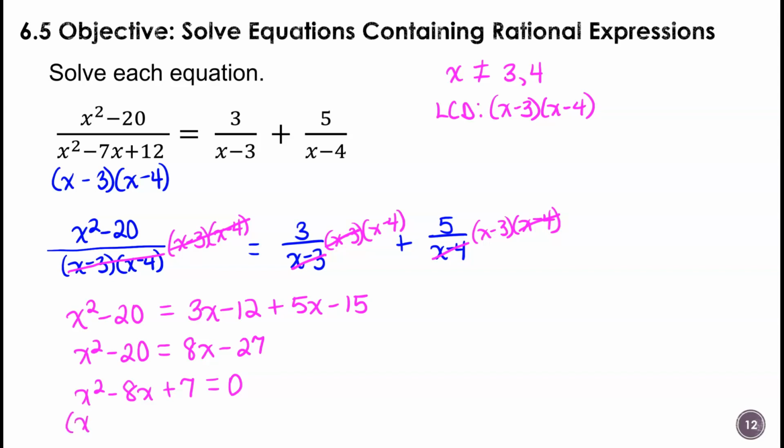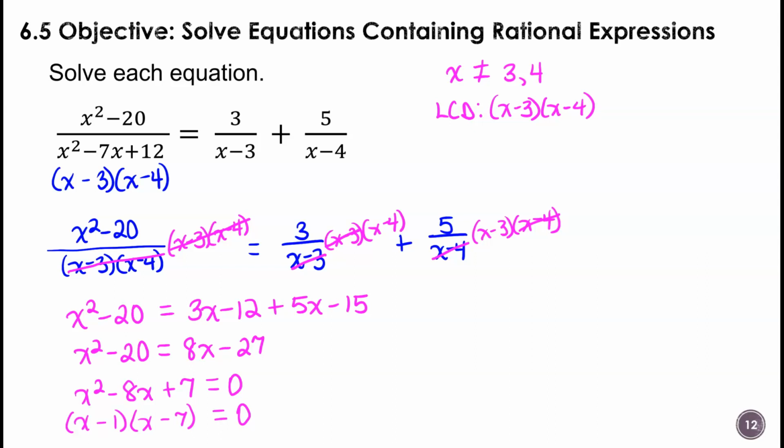So this one, factors of 7 that have a sum of -8. Well, 7 only factors, in this case, as 1 times 7 or -1 times -7. So we need -1 times -7. So x minus 1 times x minus 7, because when I add -1 and -7, I get -8.